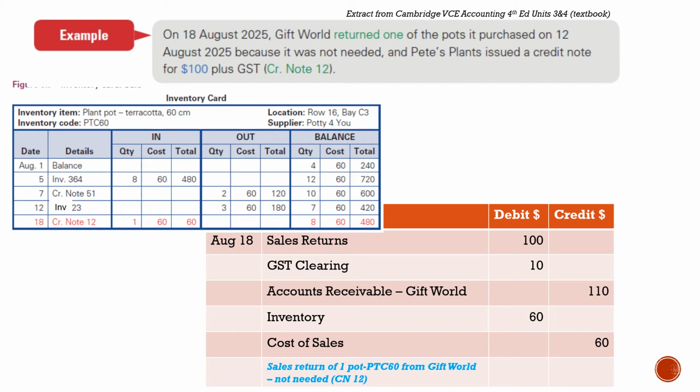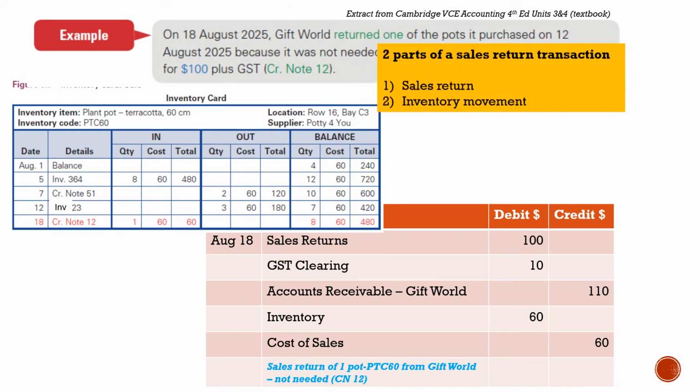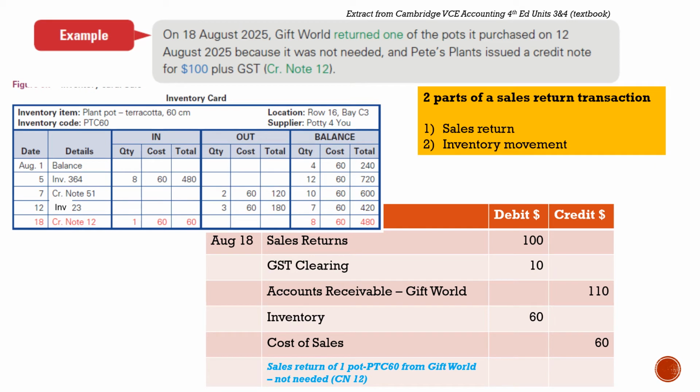A sales return is simply the opposite of a sales transaction. We still need to remember that there are two parts of a sales return transaction. Firstly, the sales return itself, and secondly, the inventory movement. In this example here, the customer has returned 1 unit of inventory to the business, resulting in a credit refund of $100 plus GST to the customer. In the general journal, we record this sales return by debiting sales returns account $100, debiting GST clearing $10, and crediting accounts receivable $110.